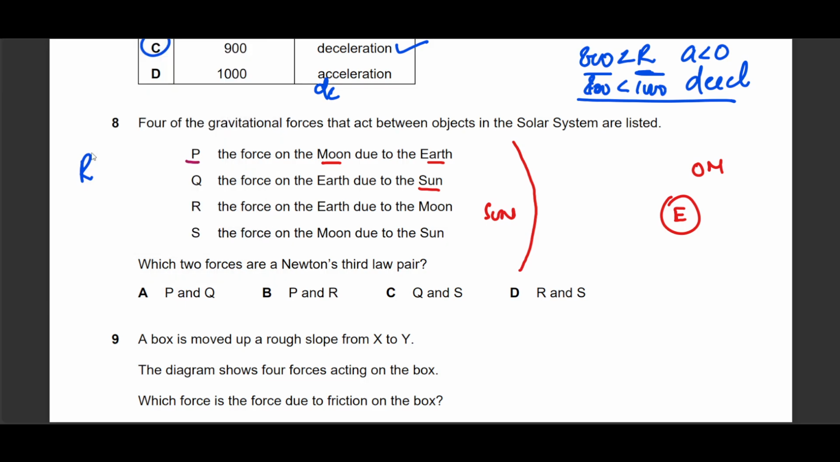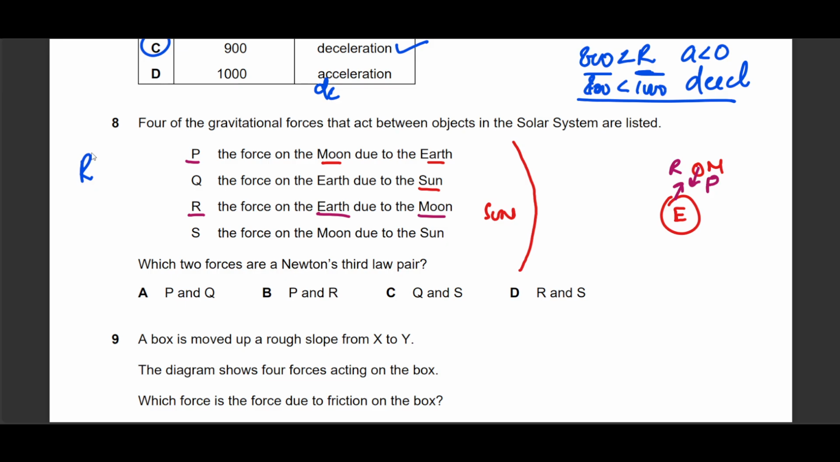So first, force P is on the moon due to the earth. Then the earth and the moon, identifying R as the force on earth due to the moon. So this will be R in this direction, according to Newton's third law and the law of gravitation.